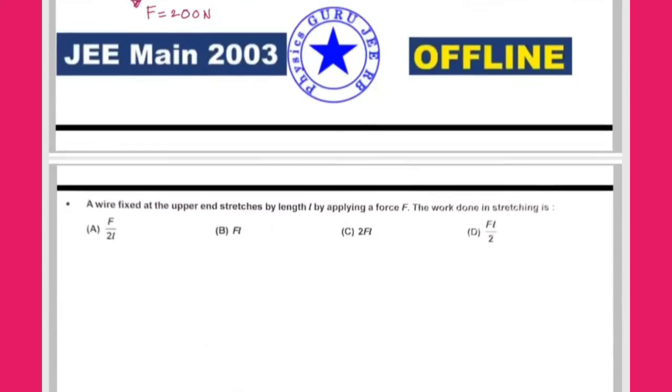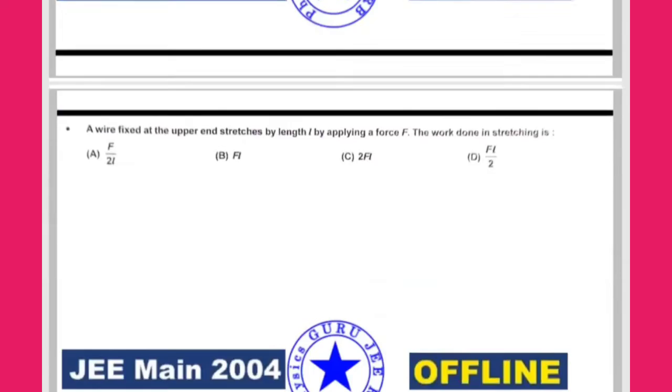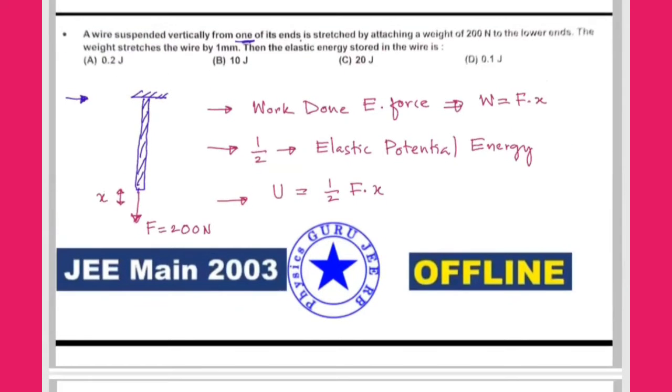Now substituting the values. What are the values we have here? Half into force, which is given as 200, into elongation, which is 1 millimeter, 1 into 10 to the power of minus 3.